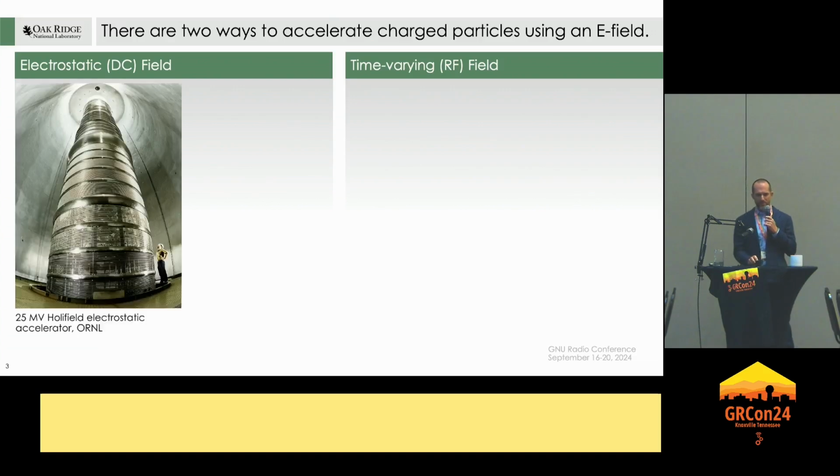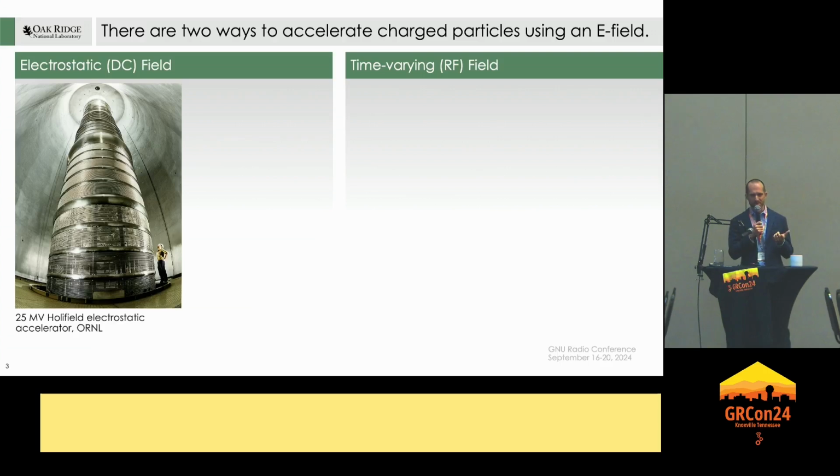Okay, so everyone in the room, I think, understands there are 2 types of electric fields, of E fields. We have electrostatic, and we have time varying. So let's talk about electrostatic for just a second, and why it is we do not use a DC field to accelerate charged particle beams really anymore.